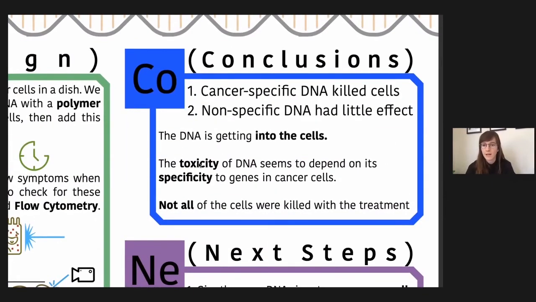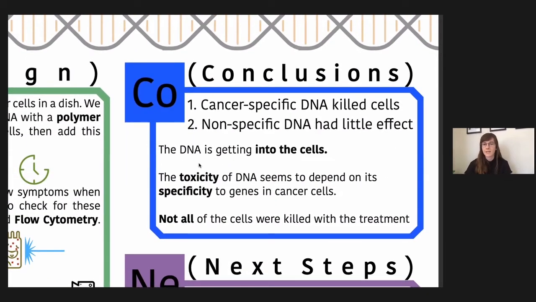So I'll move on and talk about some of the conclusions that I drew from this experiment. And the first two things I listed are kind of the most direct conclusions that we can make, which is the cancer specific DNA killed some cells, I guess not all, but definitely some. And the non-specific DNA, the control group, had less of an effect.